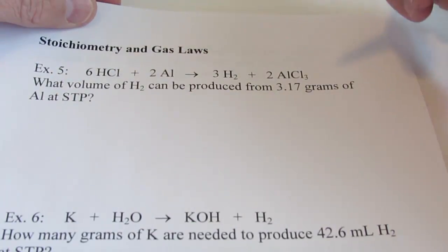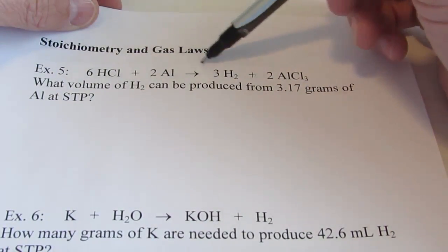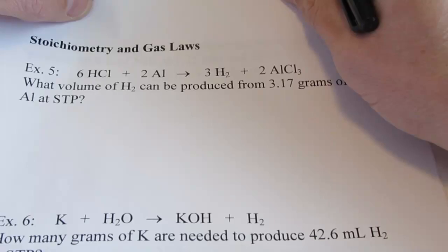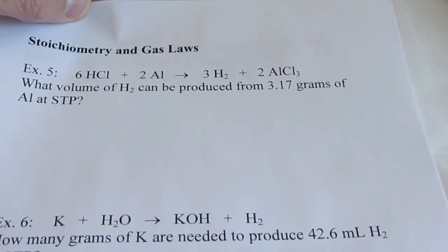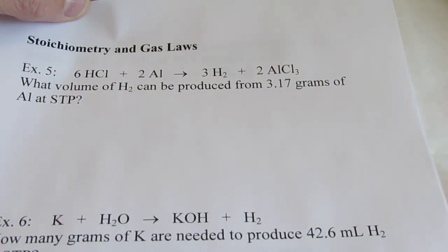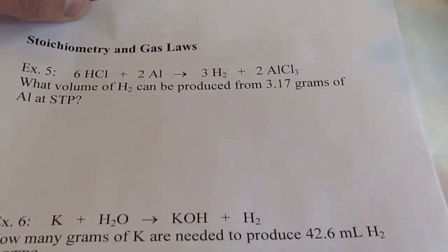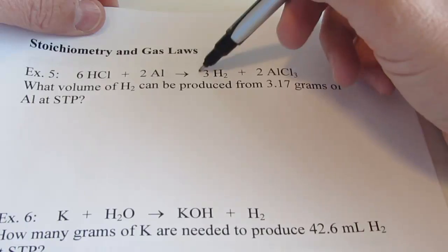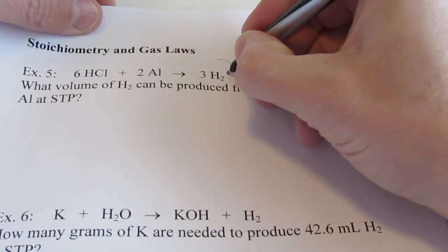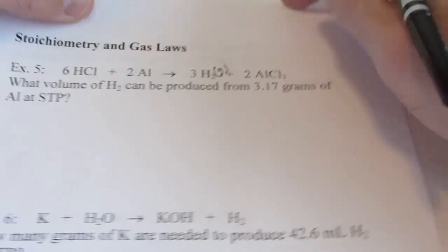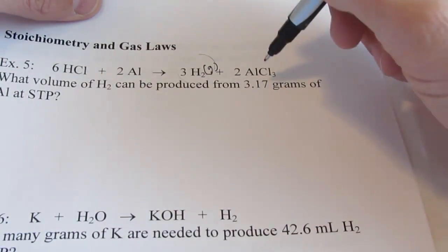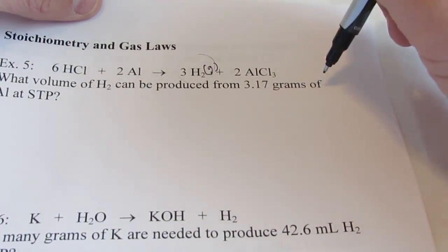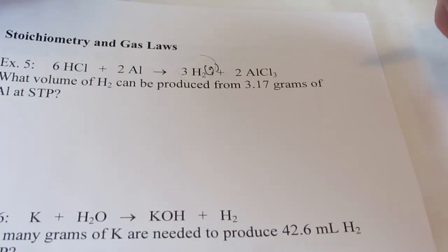In example 5 from your notes, you can see we have a nice, pretty balanced equation. Now, you might have to balance that on your own, so please keep that in mind. Don't expect these equations to be automatically balanced for you. Now, I want to know what volume of hydrogen gas, so it doesn't say gas here, but it's implied, can be produced from 3.17 grams of aluminum reacting at STP.